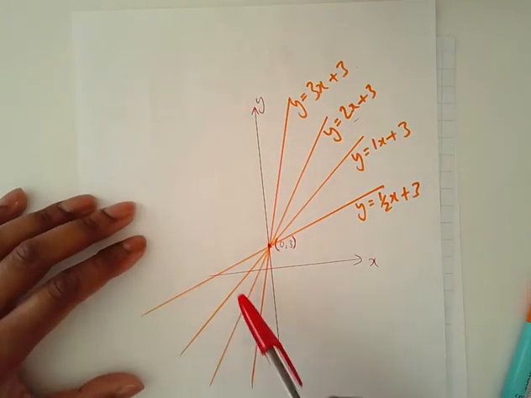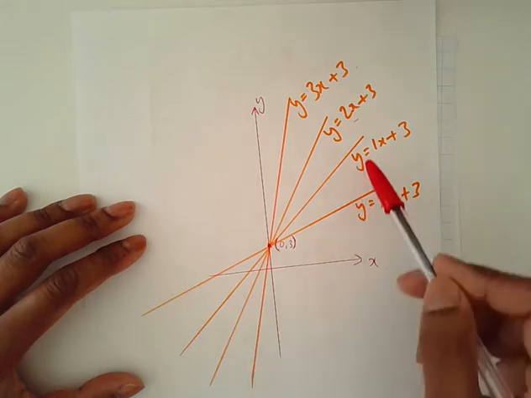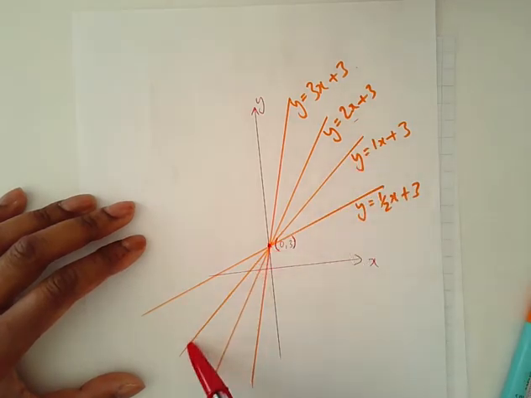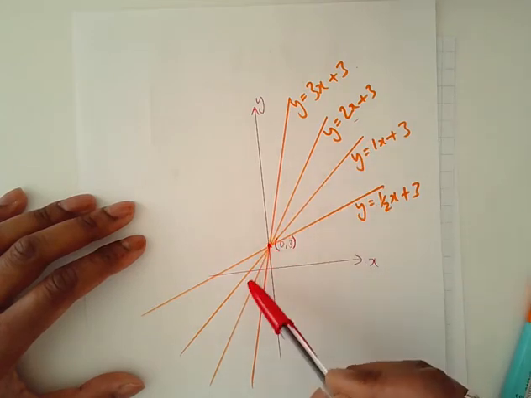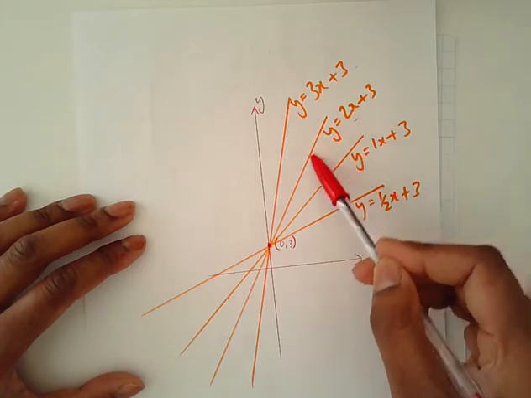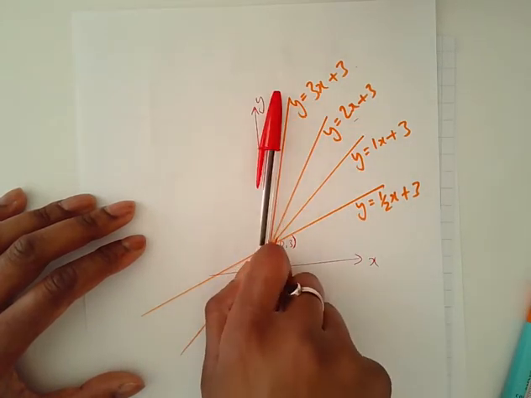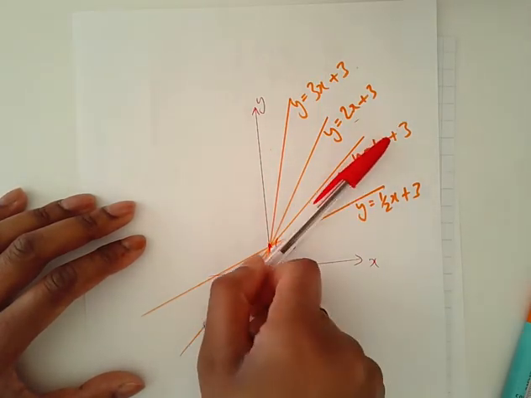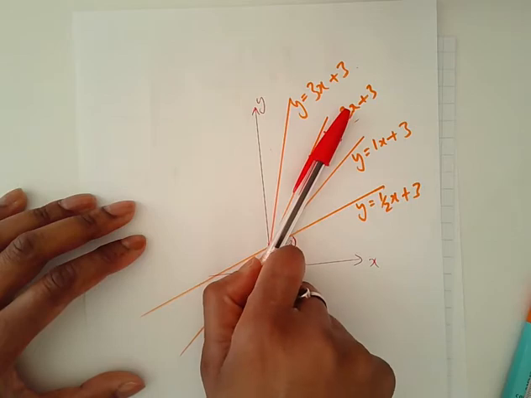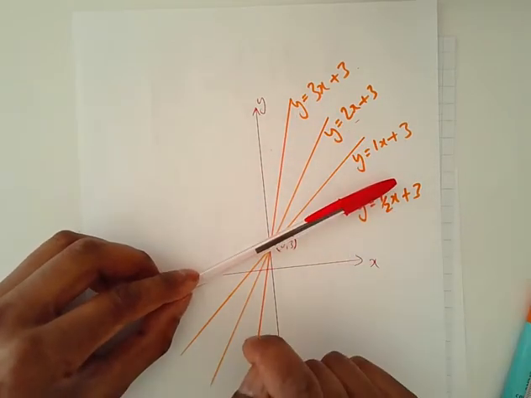Right, I've already drawn a graph of, look at this one here, y equals 1x plus 3. This one, y equals 2x plus 3. And it gets steeper. Y equals 3x plus 3. So 1x plus 3, 2x plus 3, 3x plus 3. Oh, I've got one here. Y equals half x plus 3.